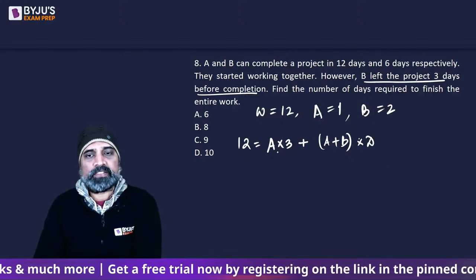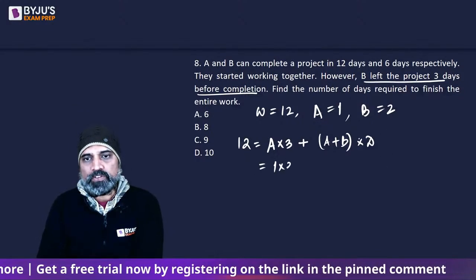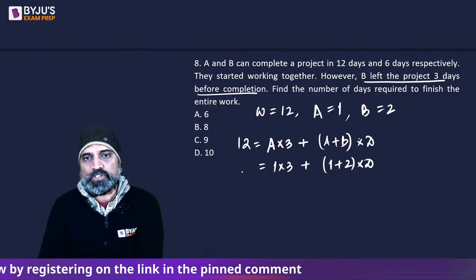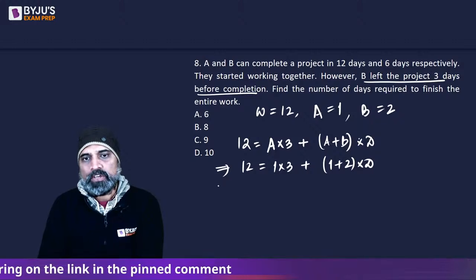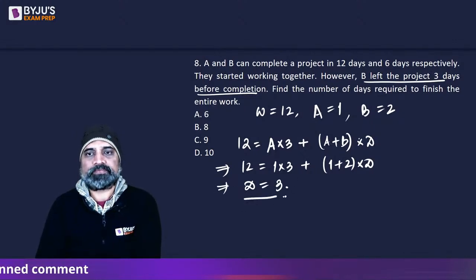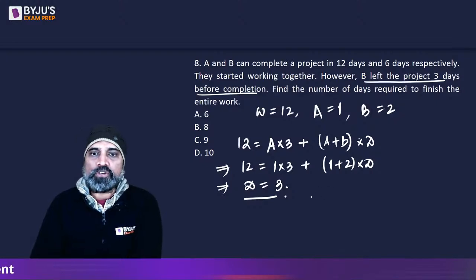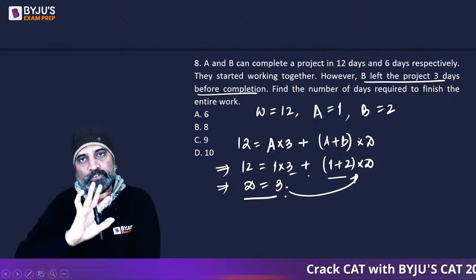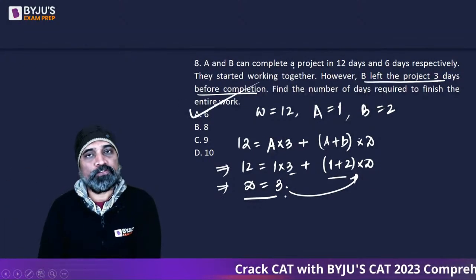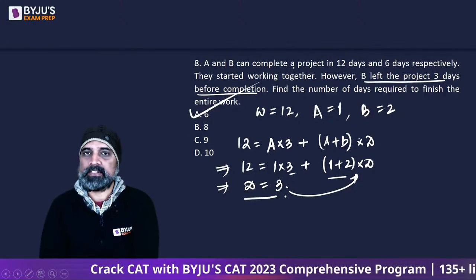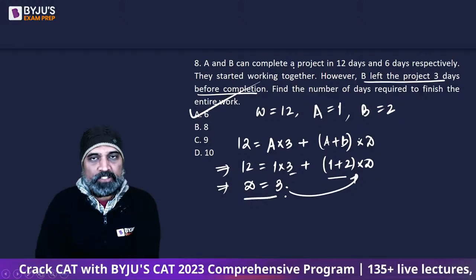Certain number of days. We know that A is 1, so 1 into 3, and this is 1 plus 2 into D, and this should be equal to 12. So if we solve this, we will have D is equal to 3, right? So they together worked for 3 days and A alone finally worked for 3 days. So their total overall worked for 6 days, as if the entire work got completed in 6 days. It becomes easier to say it this way.